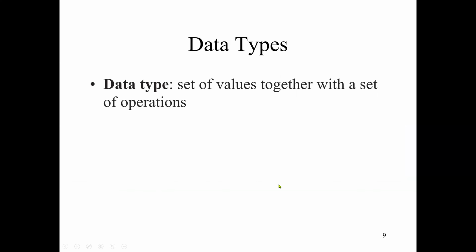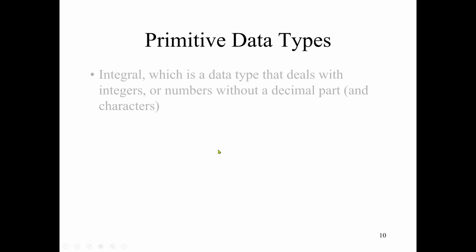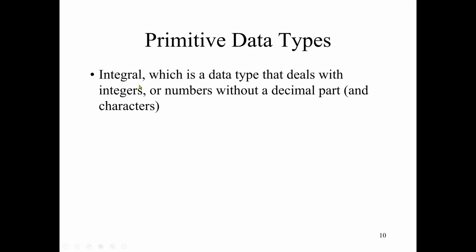Next, we move to the data types. In this lecture, we're going to discuss the primitive data types. We also have classes, which are the reference data type with objects. We start with the primitive data types. A data type is a set of values together with a set of operations. An example is an integer, which is a data type that deals with integers or numbers without a decimal part. So an integer is a whole number. And normally we use the term int for integers.